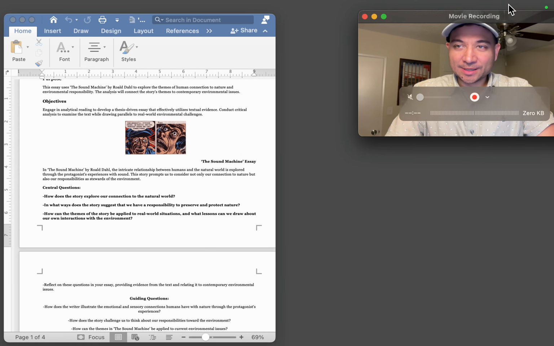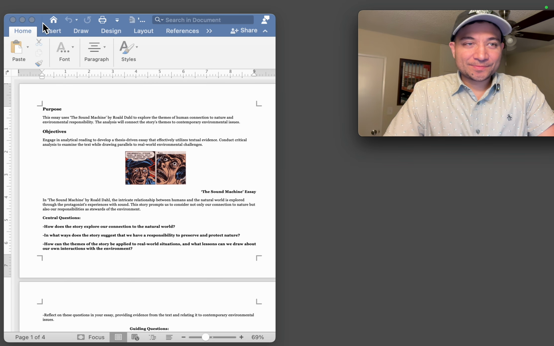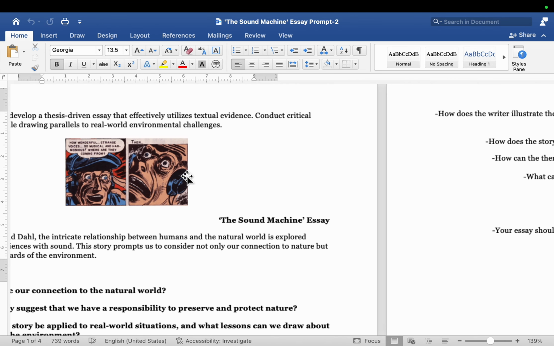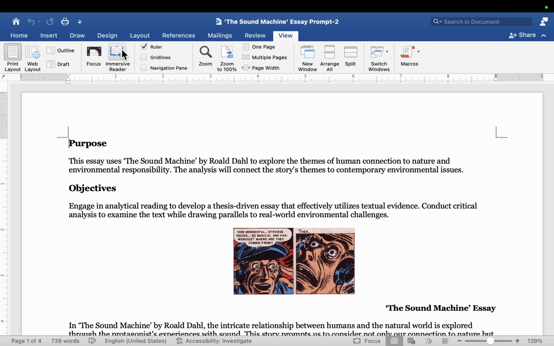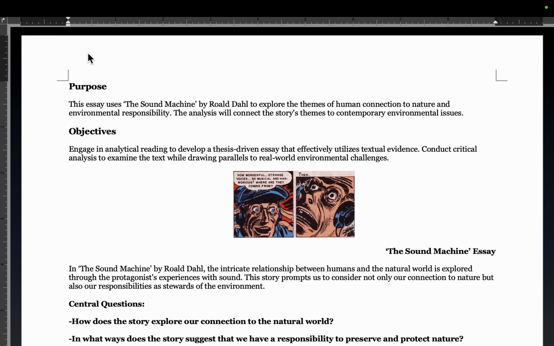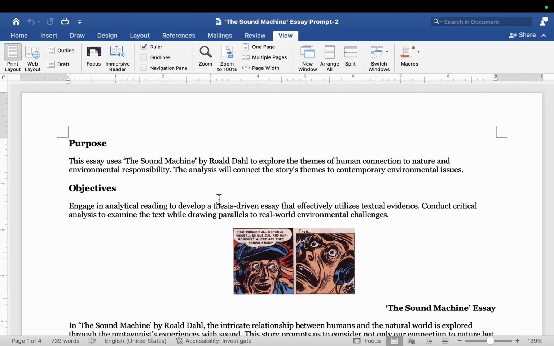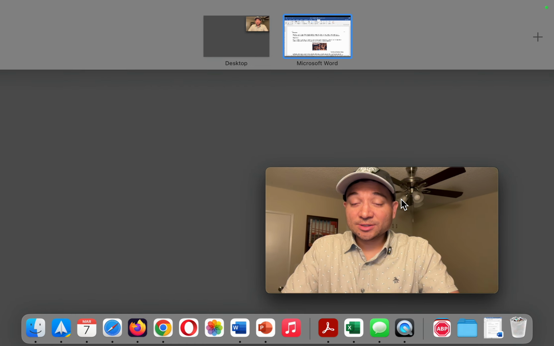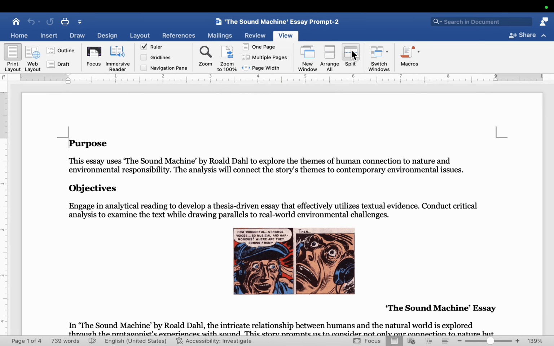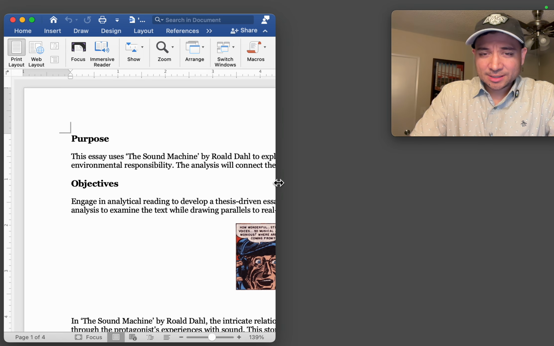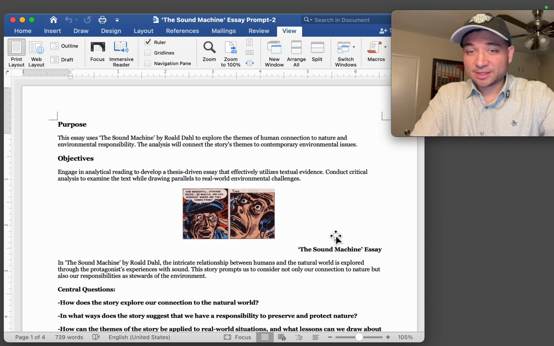So, here are the objectives and purpose, which you can check out, and ultimately, we're paying attention to that larger theme of connection to nature and environmental responsibility. So, the word that comes to mind is a steward. We are stewards of our environment, and I think that this story really touches on that theme.